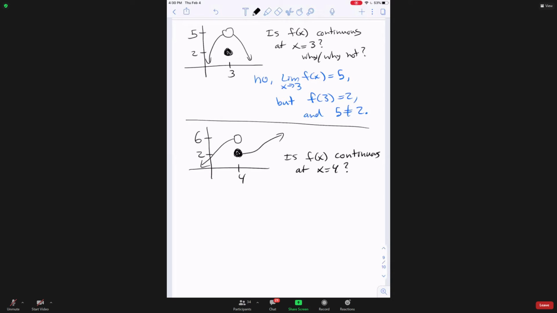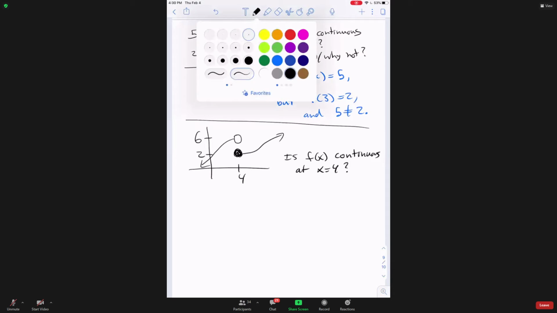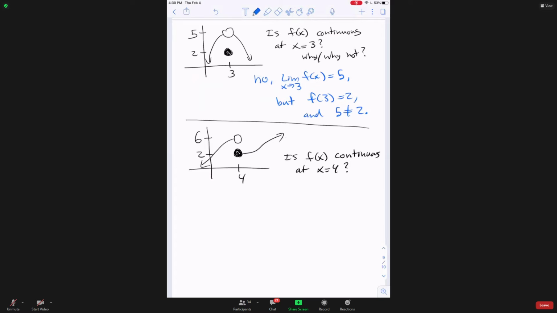Oh yeah, we're going to do this problem. So the answer to this is no, obviously. The limit actually doesn't exist, so we're done. The limit as x approaches 4 of f of x does not exist. So therefore, done. It doesn't meet the first requirement. We don't have to go any further because it has to meet all three.